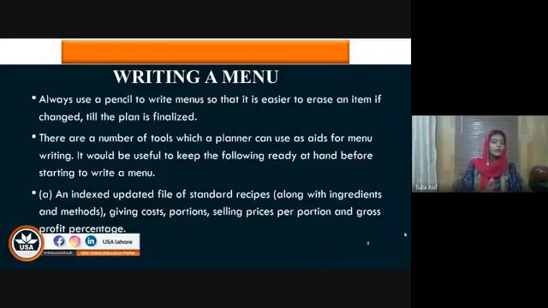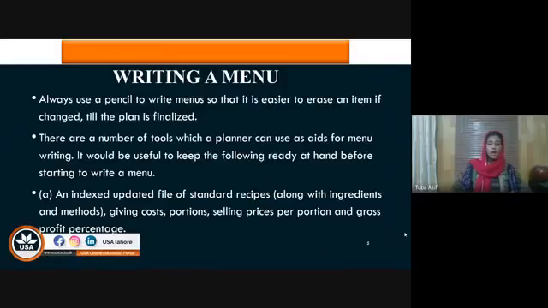Then the writing format of the menu is also very important. While you are making a menu for an establishment, first of all you have to write the dishes. You are supposed to write the dishes using a pencil, so that if you need to make corrections, you can make those corrections, and it is very easy to do on a regular basis. It is very easy to change those dishes for the rough work. There are a certain number of tools which a planner can use as aids for menu planning, for menu writing. It would be useful to keep the following ready at hand before starting to write a menu.